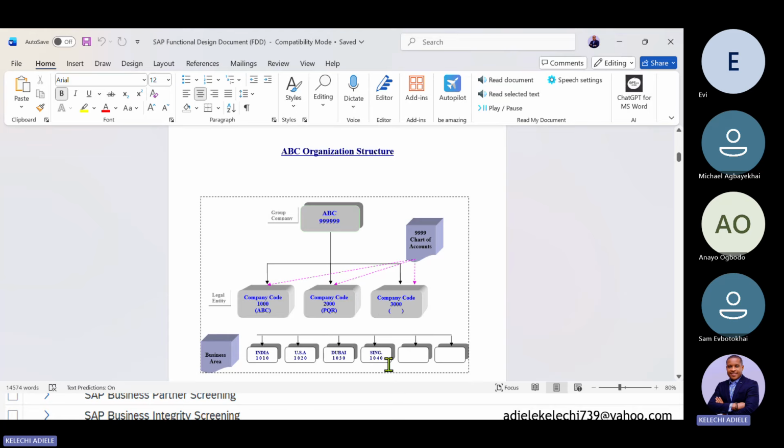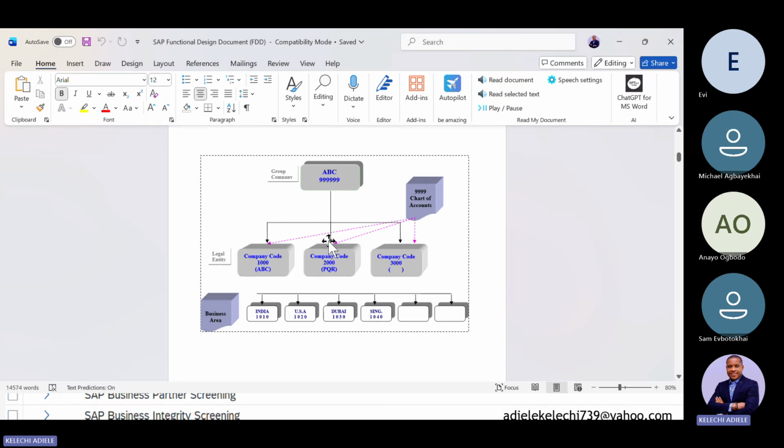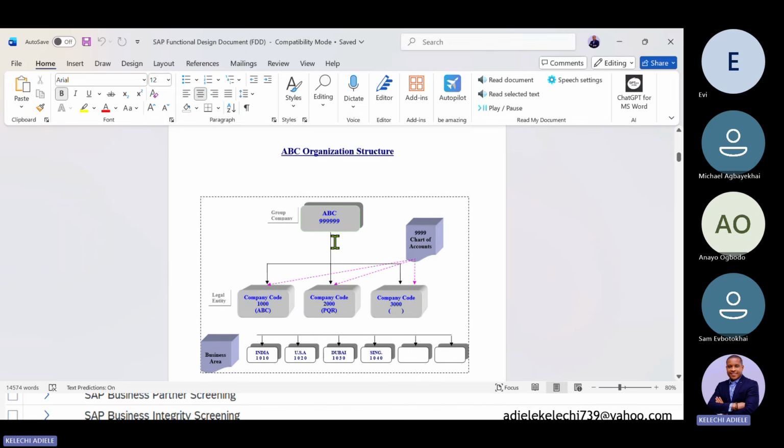And of course, these are business areas. You see, this company has business areas. They don't have segments, or they might have segments depending on how the requirement gathering has gone. So this was mapped after requirement gathering. So we had to now put in their structure. And this is the structure we're going to represent in SAP.